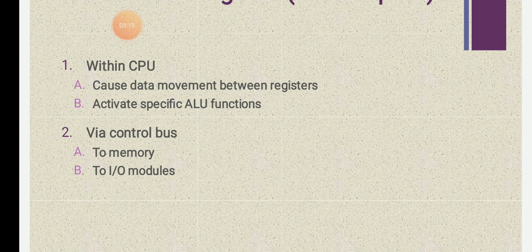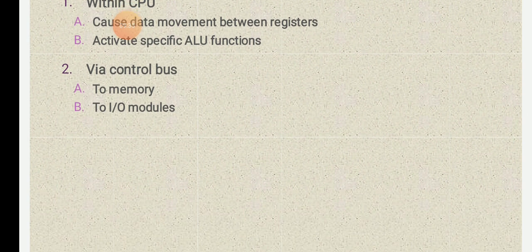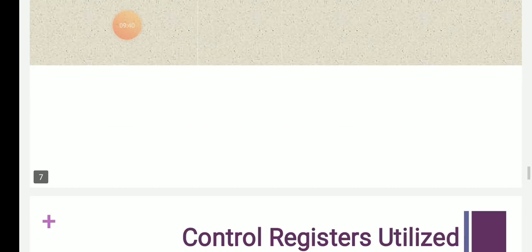It causes data movement between registers and activates specific ALU functions. ALU function is what? Already we have seen. That is the arithmetic and logic unit. So that is the AND or NOT logical operation. Addition, subtraction, multiplication and division are what? Arithmetic operations. Via the control bus to memory and to input output modules. So this is the block diagram.